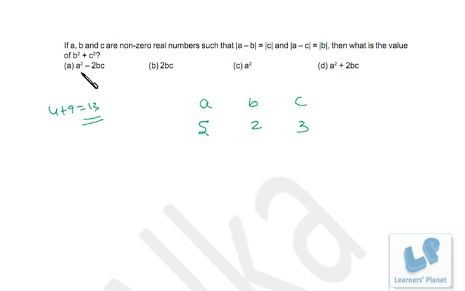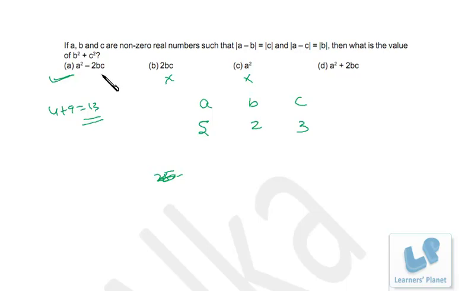Now let's see option 1. So it's 25 minus 2bc: 2 threes are 6, 2 sixes are 12. So we are getting 13. So obviously this is the correct choice. Now if you want to be sure, you can check any other option. 2bc is 12, so it's not correct. a square plus 2bc cannot be correct if a square minus 2bc is correct, right? So obviously this is the correct choice.